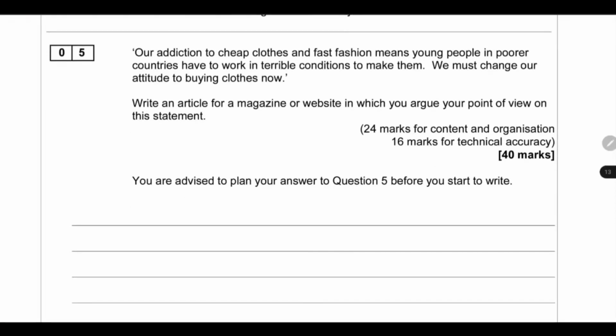So question 5, you will always have a statement. So the statement is the one here. So it begins from here and it ends here. So it reads, our addiction to cheap clothes and fast fashion means young people in poorer countries have to work in terrible conditions to make them. We must change our attitude to buying clothes now. So this is the statement, and you can decide whether you agree or if you disagree.